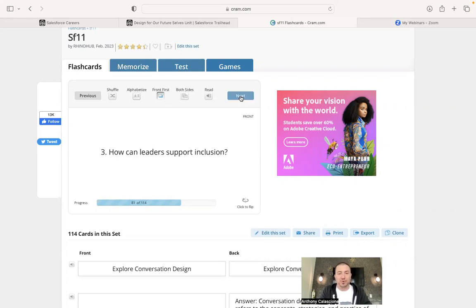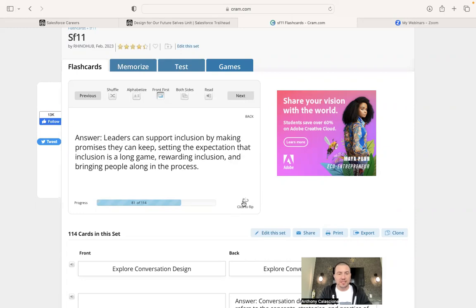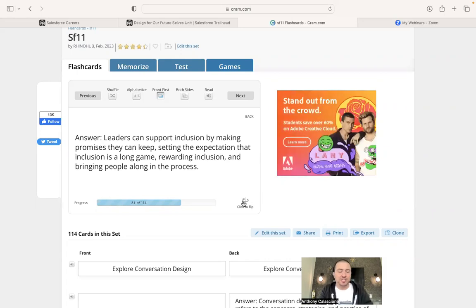How can leaders support inclusion? Leaders can support inclusion by making promises they can keep, setting the expectation that inclusion is a long game, rewarding inclusion, and bringing people along the process.